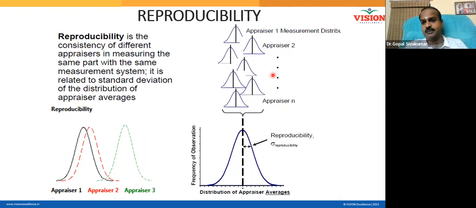Inconsistency within the appraiser is repeatability, and inconsistency between the appraisers is reproducibility. If you want to get an estimate of the reproducibility error, you must have the average of all the appraisers: Prasad average, Ganesh average, Satish average, and so on. Let us say 10 appraisers are involved, then there will be 10 averages.